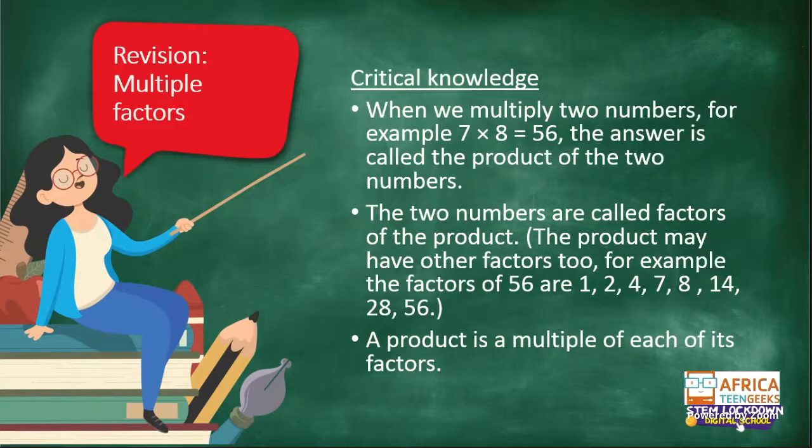For example, 56 has 1, 2, 4, 7, 8, 14, 28, and 56. So these are the factors of the product, which is 56, okay? A product is a multiple of each of its factors, right? Okay, this is something that you need to know.